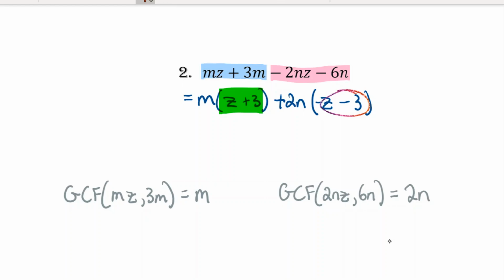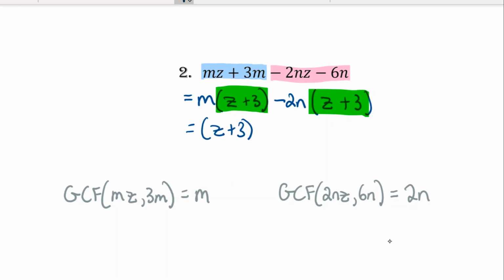So by putting the -2n in front, we're going to get positives there. All right, so by putting -2n, we got our z plus 3 and our z plus 3 that are the same. So we put that out front. And then just take our other two terms and go m minus 2n. And this is fully factored.